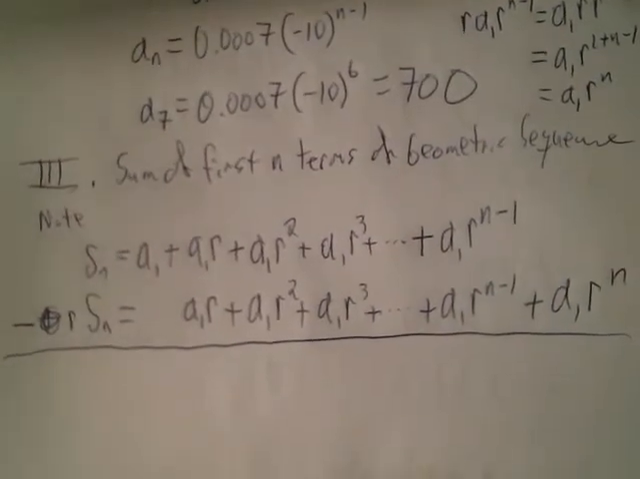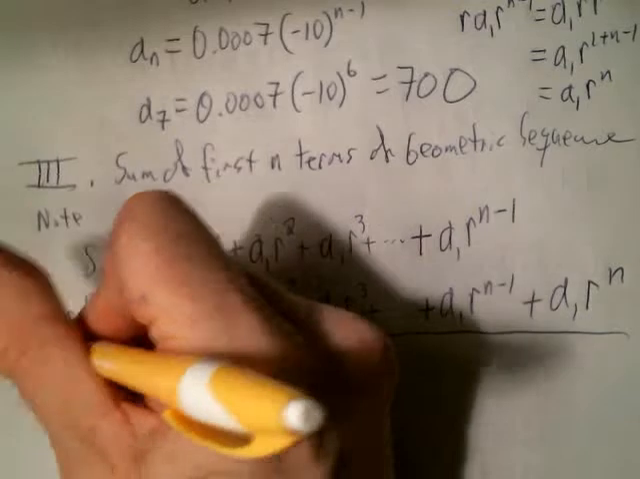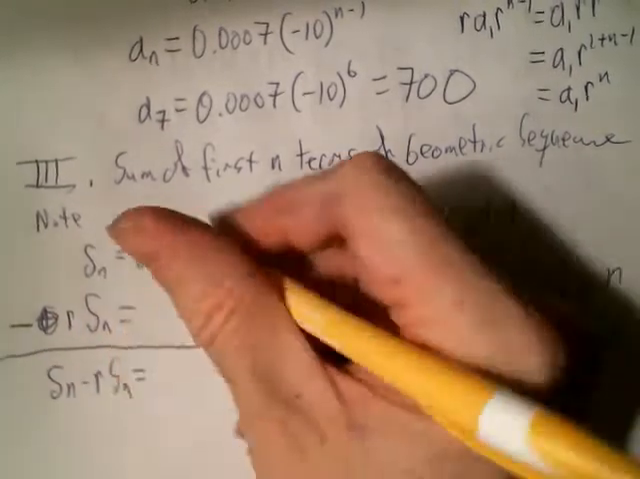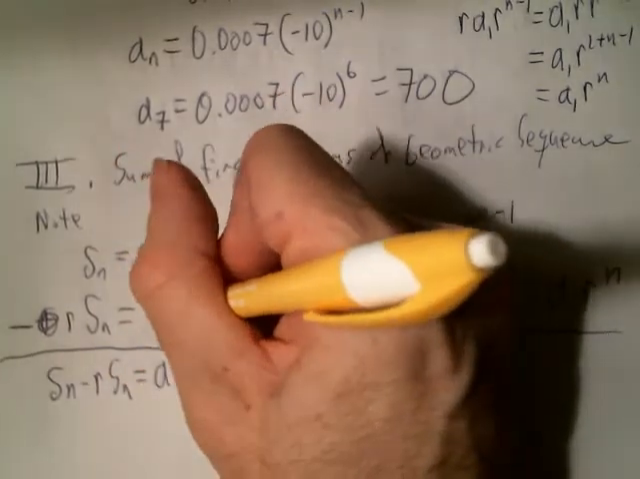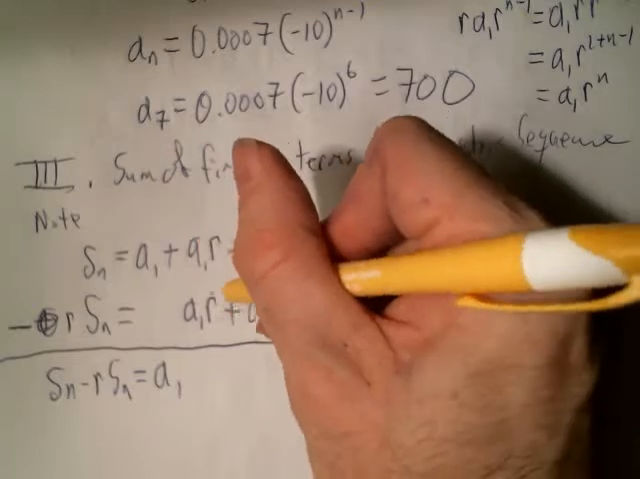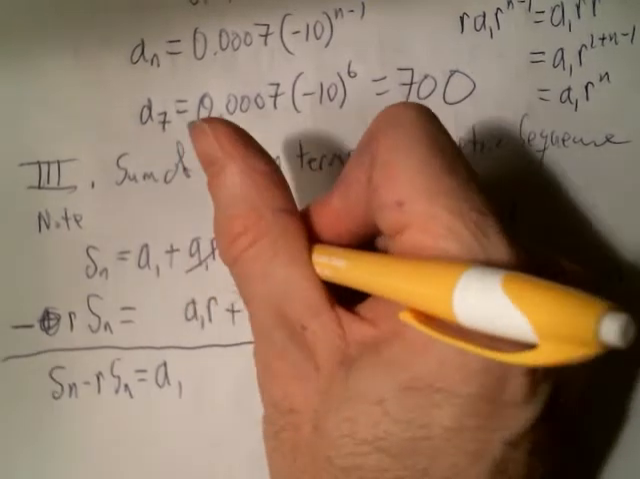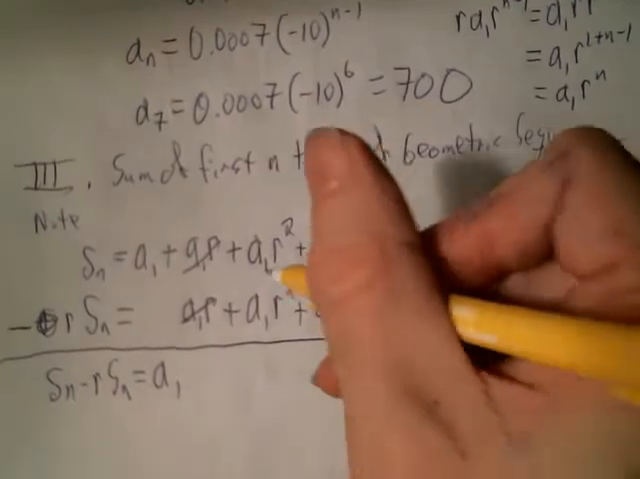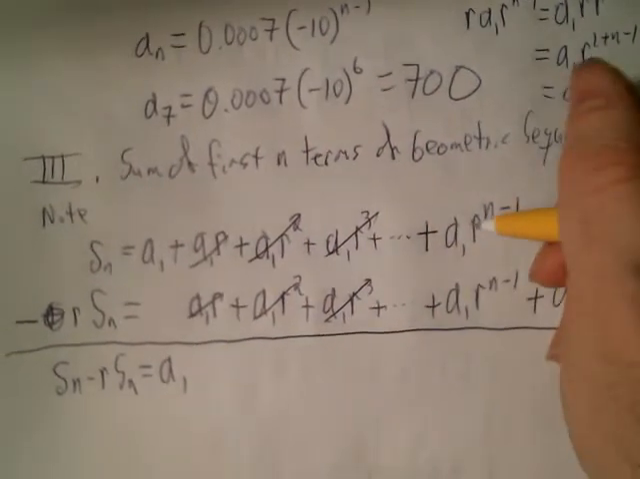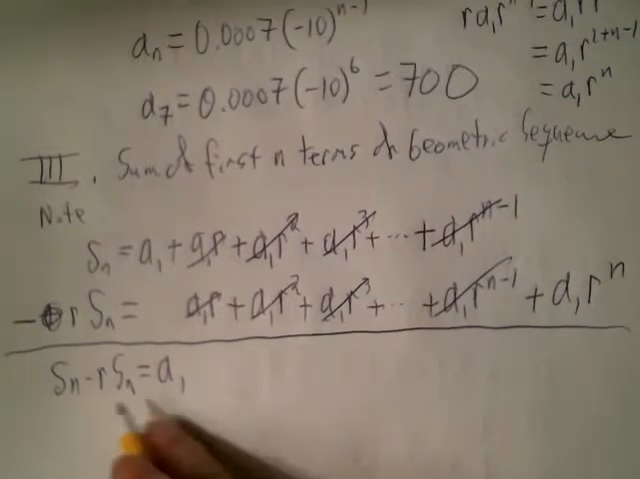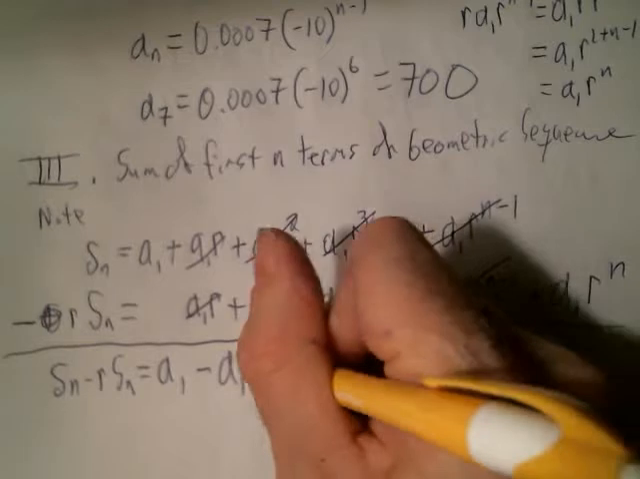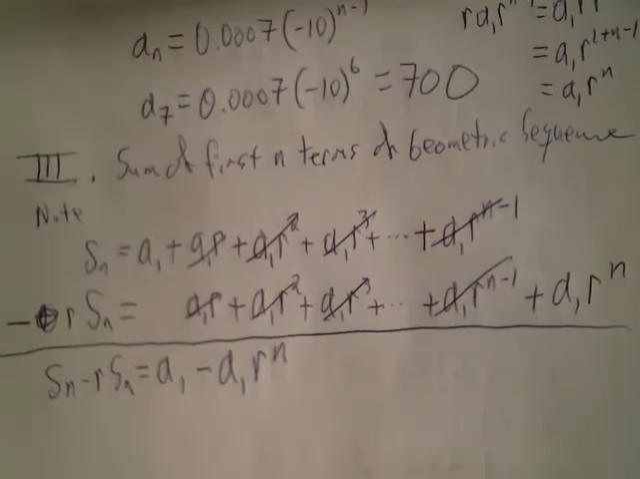And what happens when you subtract them? Well, let's look. I'll have on this side s sub n minus r s sub n. On the other side, you'll have a sub 1 minus 0 is a sub 1, a sub 1 r minus a sub 1 r. Well, that is just 0. So what's occurring is this huge cancellation of terms, all the way up to here, and then you'll have minus a sub 1 r to the n.